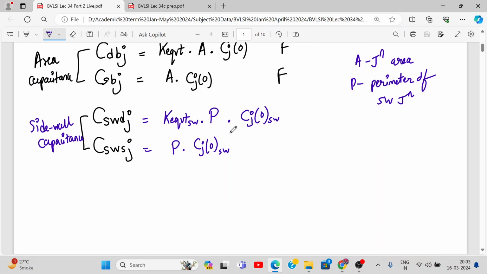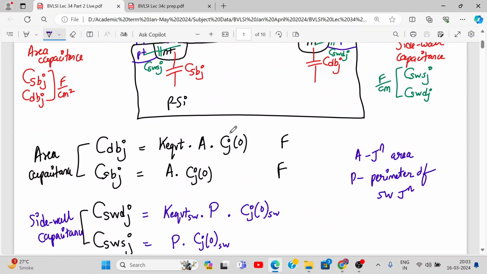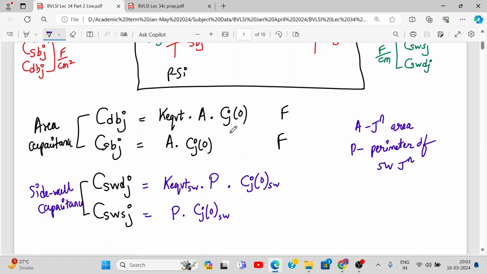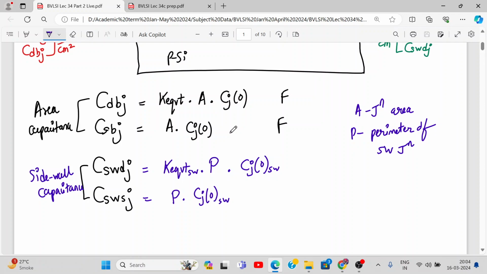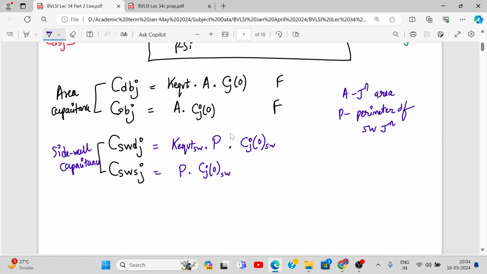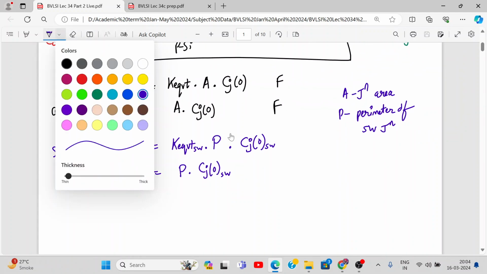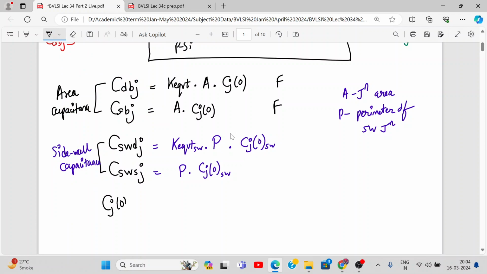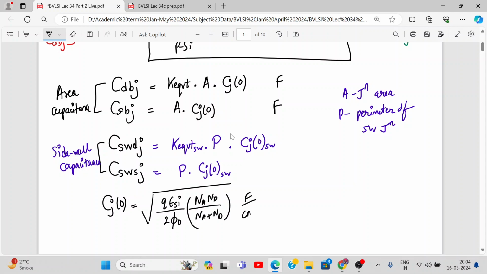So students, we have just completed in the last lecture the area capacitance and the sidewall capacitance derivations. Okay, so we will write them over here once. So write down the formula for Cj0 over here once. Cj0 will be square root of Q epsilon Si upon 2 phi naught, Na Nd divided by Na plus Nd. Okay, this is farad per centimeter square.